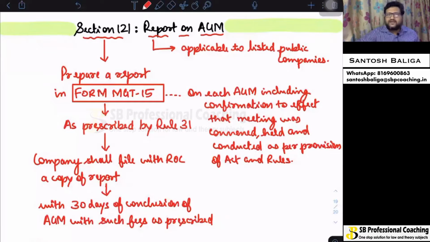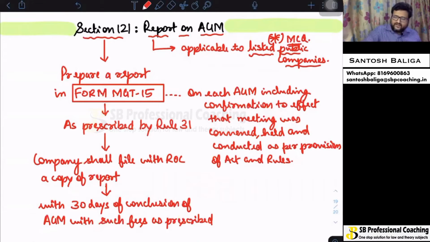Without wasting any time, let's dive into Section 121. First of all, it is applicable to only listed public companies. So the section is applicable to only listed public companies, not only public companies, but listed public companies. It is not applicable to a private company. It is not applicable to an unlisted public company also. Okay, this is very, very important from the MCQ purpose.